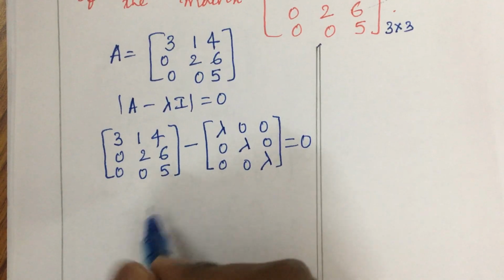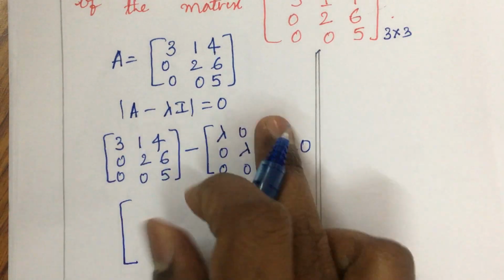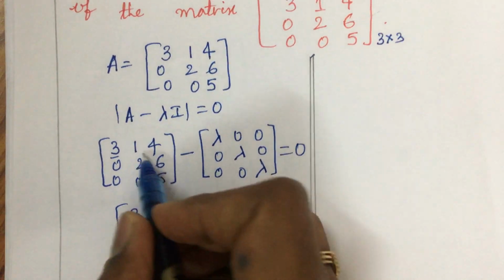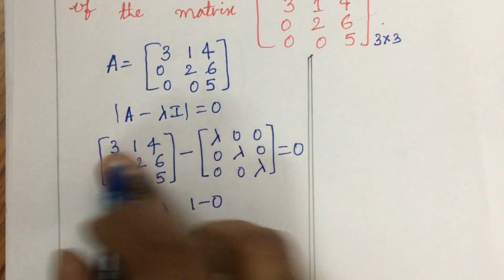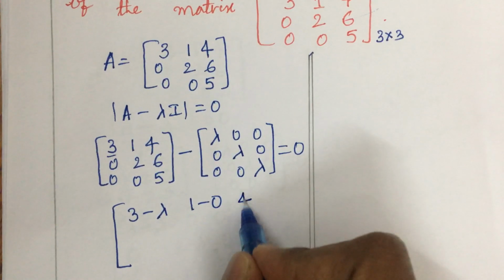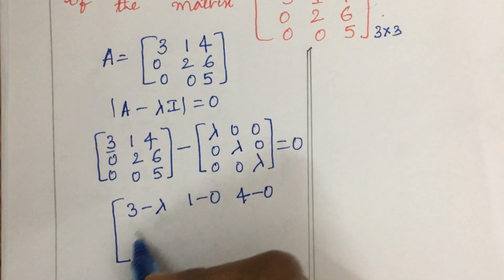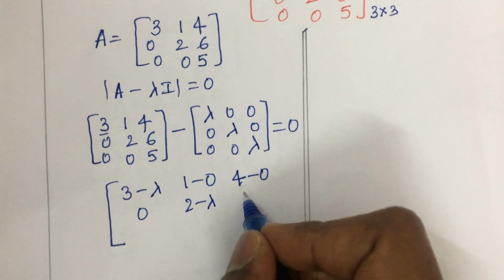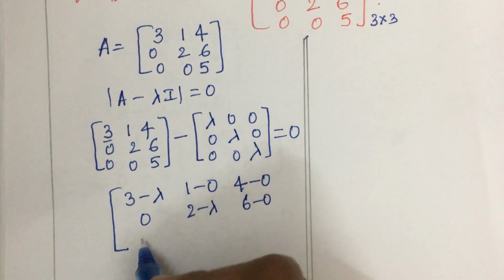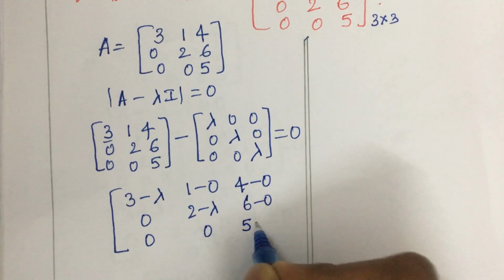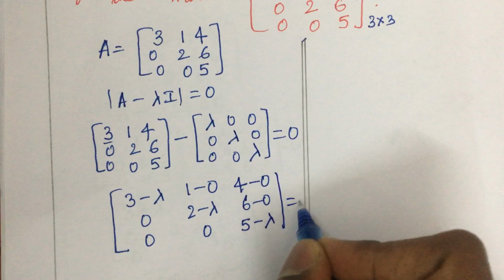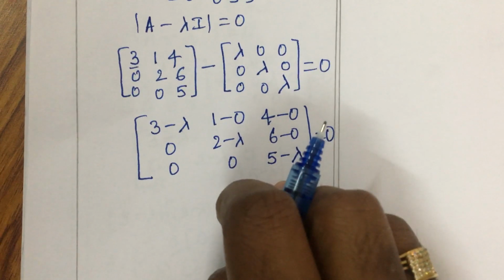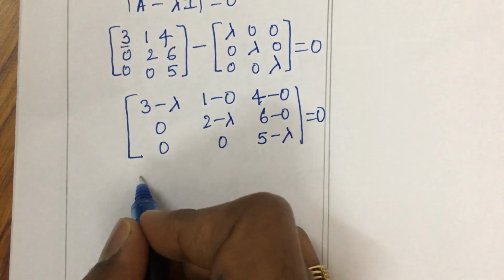Now subtracting these two matrices, row by row: 3 minus lambda, 1 minus 0, and 4 minus 0 in the first row; 0, 2 minus lambda, and 6 minus 0, that is 6, in the second row; and 0, 0 and 5 minus lambda in the third row, equals 0. This is the matrix we have worked out, and from this we are supposed to work out the determinant of the matrix, isn't it, dear students?